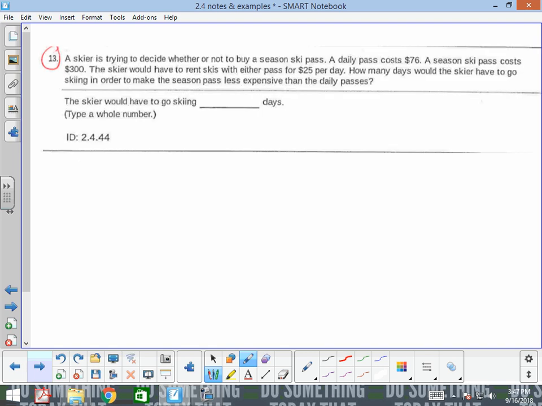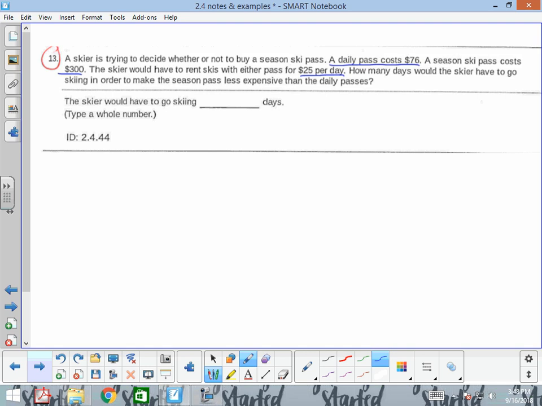Number 13. A skier is trying to decide whether or not to buy a season ski pass. A daily pass costs $76. A season ski pass costs $300. The skier would still have to rent skis with either pass for $25 per day. How many days would the skier have to go skiing in order to make the season pass less expensive than the daily passes? Okay, so x is the number of days.